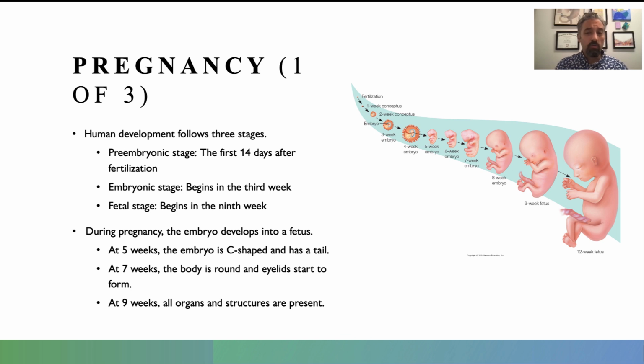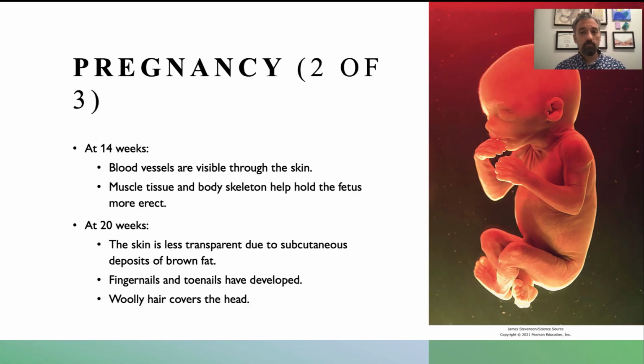to 12 weeks post-fertilization. At 14 weeks, all of the blood vessels are visible through the skin. Muscle tissue and skeleton are forming to help create an actual fetus. At 20 weeks, the skin is less transparent, and fingernails and toenails have started to develop. Hair is also beginning to cover the head. Generally, around 20 weeks is when you have your anatomy ultrasound, which is to check to make sure that the anatomical structures are all in place and everything is growing properly.